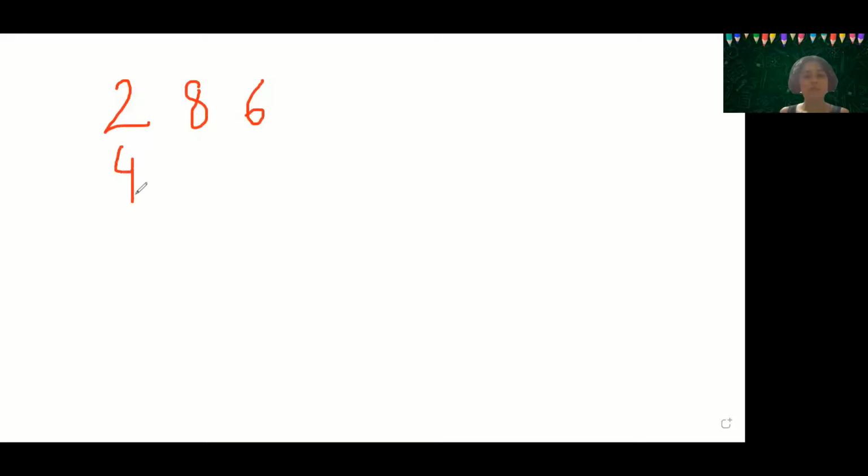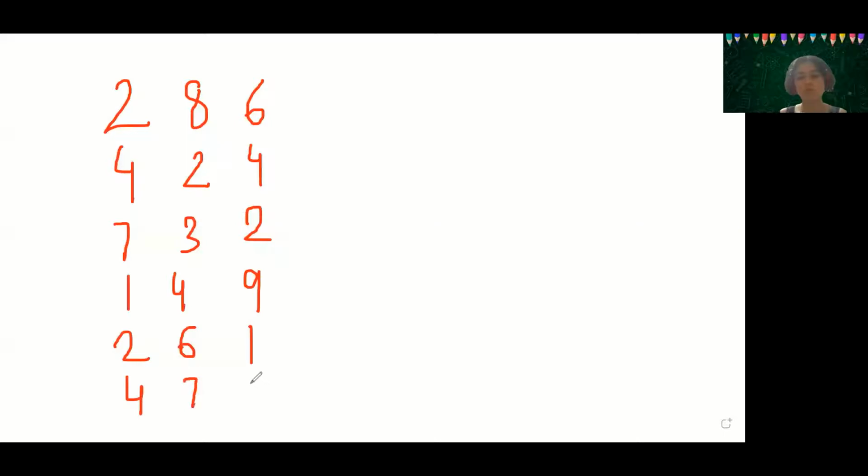286, 424, 732, 149, 261, 473. We have to add such a big number. Now I explained you the friends. If you understand the friends, you will do it very fast. For every 10, put the dot in the next place value. Let us see how fast we can do.